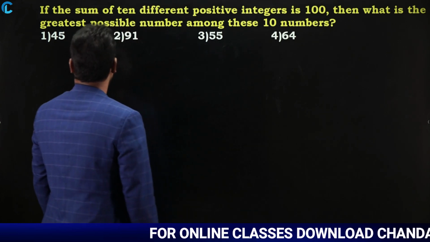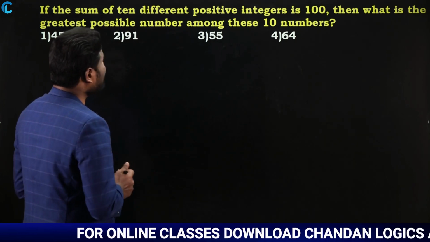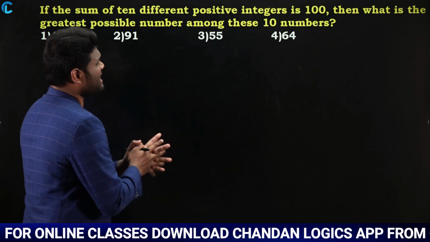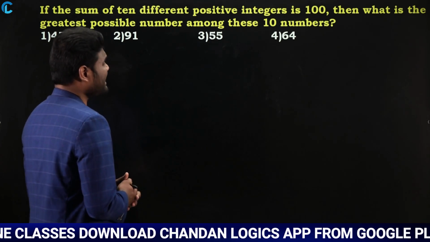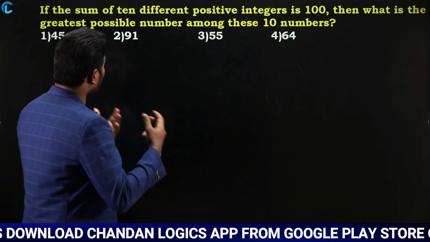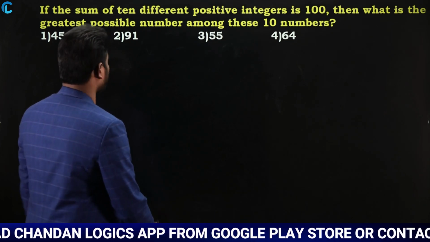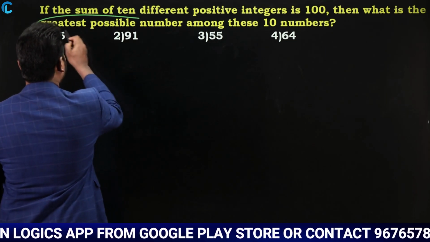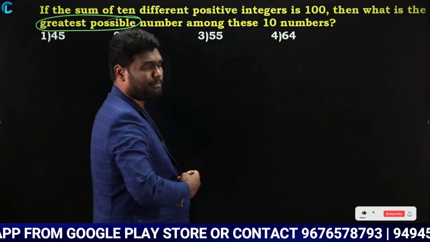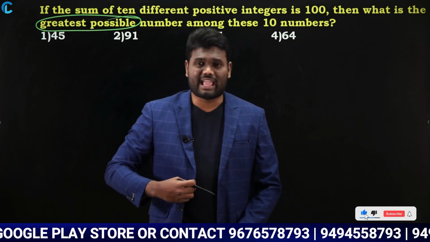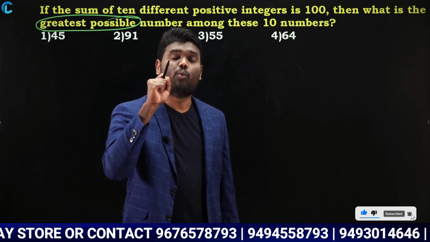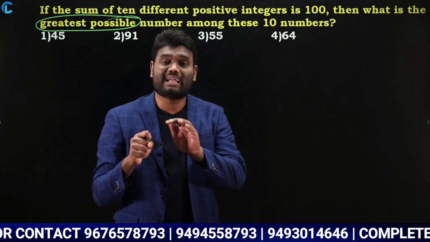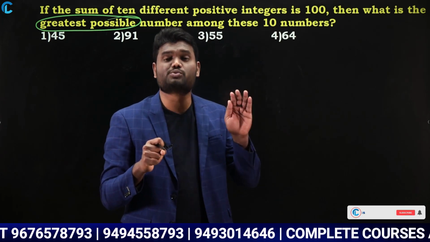Observe here carefully. The sum of 10 different positive integers is 100. Then what is the greatest possible number among these 10 numbers? Look here, we need to find the greatest possible number. Now look, it's simple. Whenever I say I need the greatest number, what you have to do is make all the remaining numbers smaller numbers.